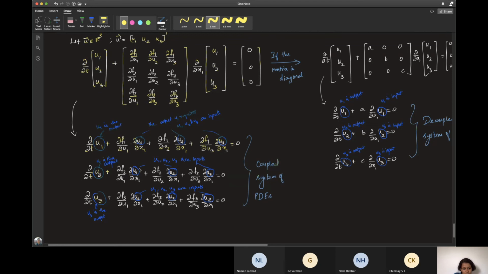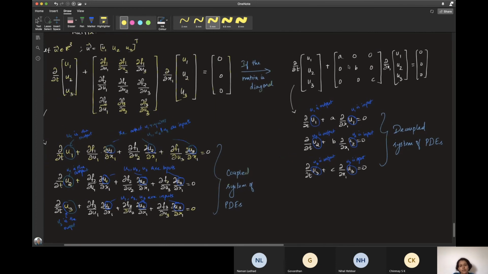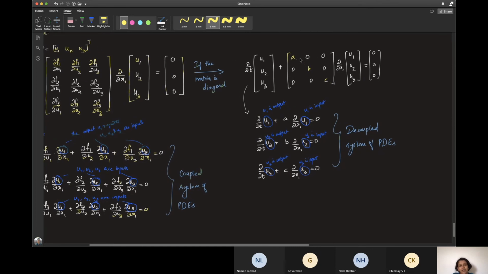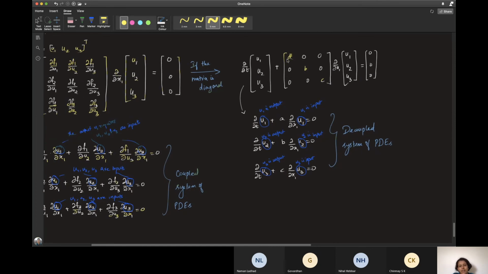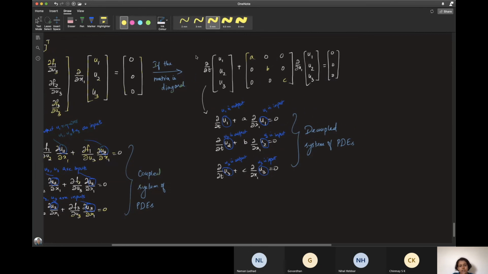Similarly, in the next equation as well, all u1, u2, and u3 are required as inputs, just to get one of the variables as output. So this is a coupled system. On the other hand, if this matrix is diagonal, then your A here is ∂f1/∂u1, B is ∂f2/∂u2, C is ∂f3/∂u3. They need not be just constants. They can be some functions as well.